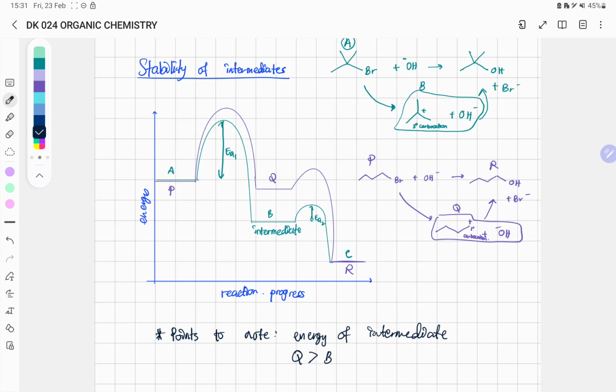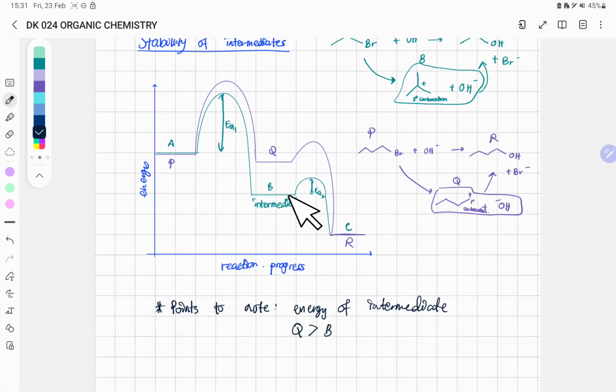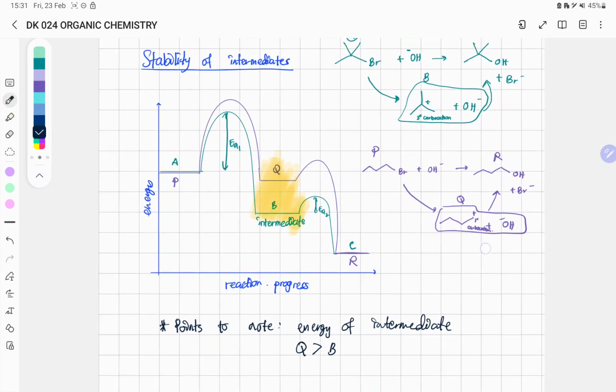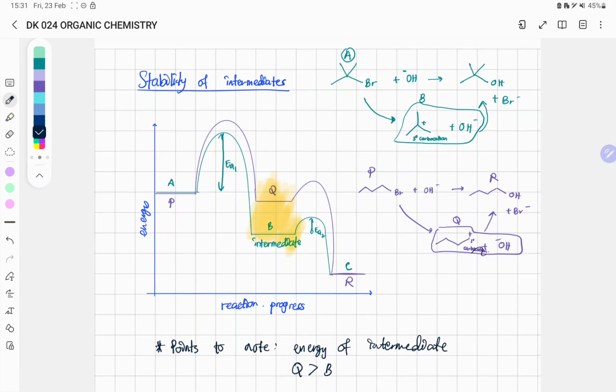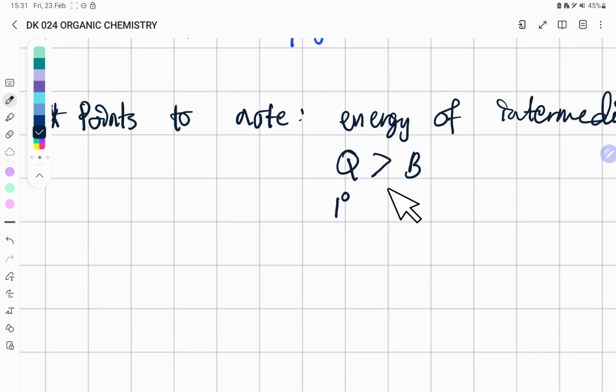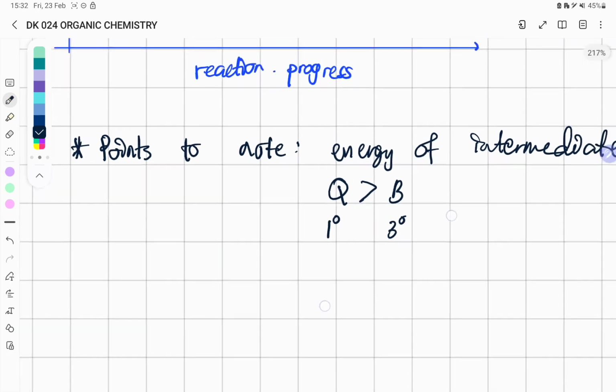Okay, can I proceed? So kalau kita tengok dekat sini, the first thing that we want to notice is because we are talking about intermediates and stability. So this column right here, this section right here is what we want to focus on. Yang saya highlight warna kuning ni. Okay, so dekat situ yang kita nak focus on. Alright, kalau kita tengok tenaga Q lagi tinggi daripada tenaga B. Q is this primary carbocation. So this is primary carbocation, tenaga dia lagi tinggi daripada tertiary carbocation.